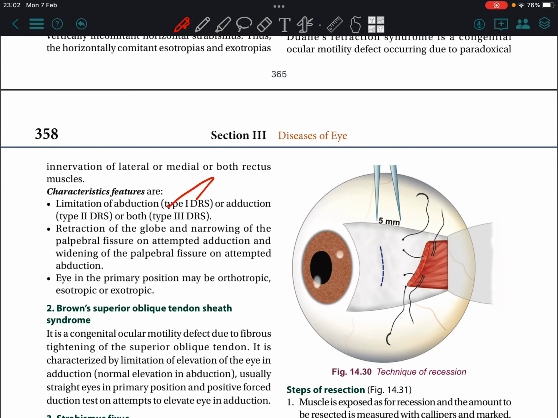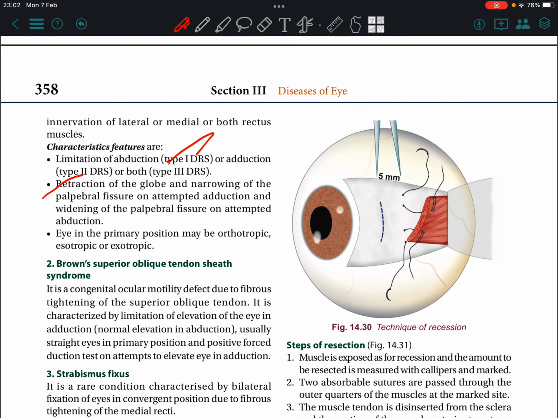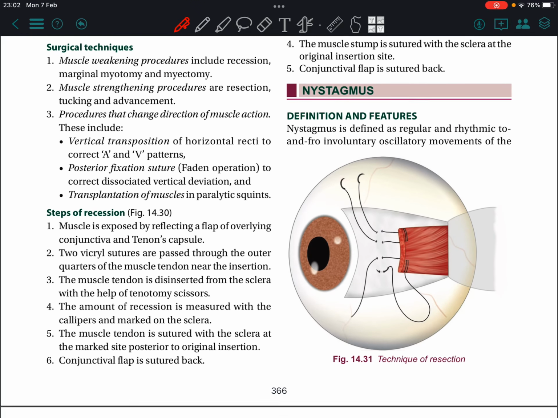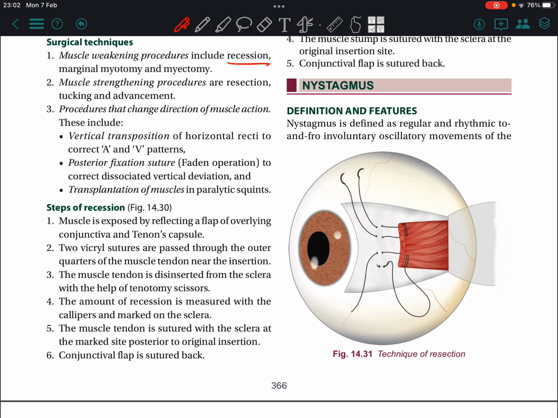Characteristic features are limitation of adduction, retraction of the globe, eye straight in primary position. Brown superior oblique tendon sheath syndrome, strabismus fixus. Strabismus surgery: muscle weakening procedures include recession, marginal myotomy, myectomy; muscle centering procedures change the direction of muscle action.